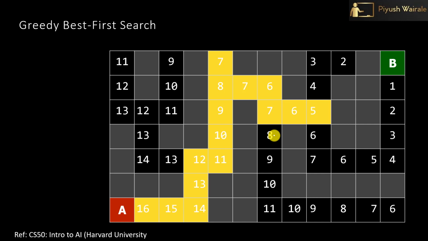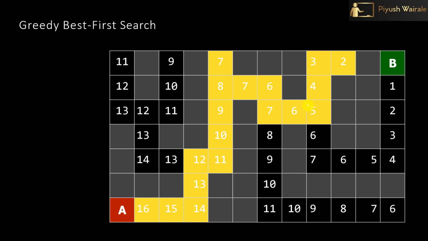Now in this case you can see I can go up or I can go down, but based on my heuristic value, I will always go up, right? Because it is lesser, so I will go up 4, 3, 2. Here you can see I don't have any specific option. Here we can say I reached a dead end, I didn't find the goal.